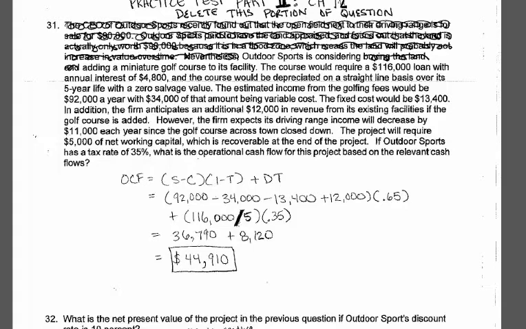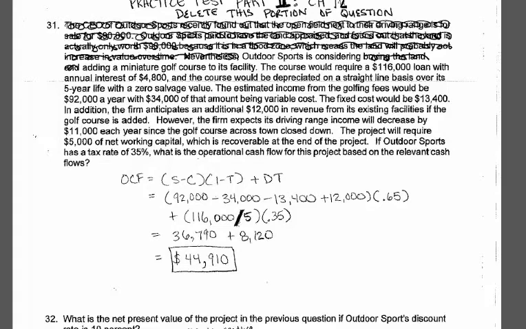Outdoor Sports is considering adding a miniature golf course to its facility. The course would require a $116,000 loan with annual interest of $4,800, and the course would be depreciated on a straight line basis over a 5-year life with a 0 salvage value. Okay? Now, what does that mean? Well, if you take out a loan for $116,000, that's our initial cost. Okay, that's your book value 0. The annual interest of $4,800. Well, if you listen to the lecture, we do not include financing costs, so interest is not going to be included, so you don't have to worry about it.